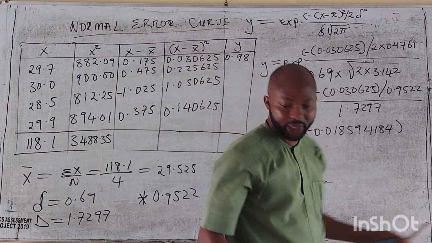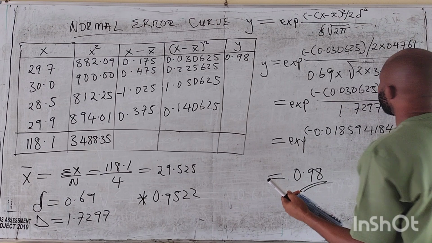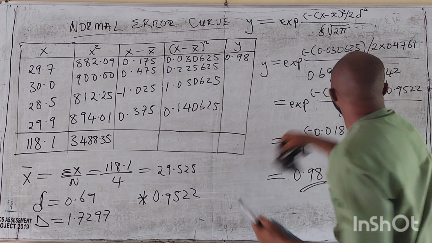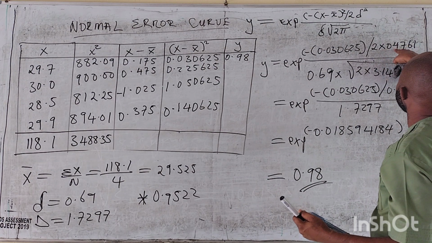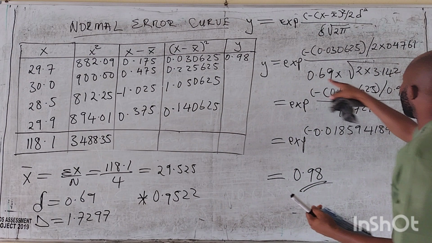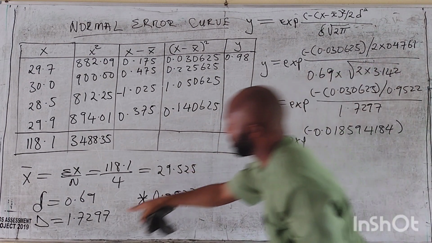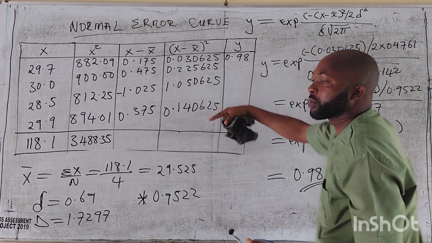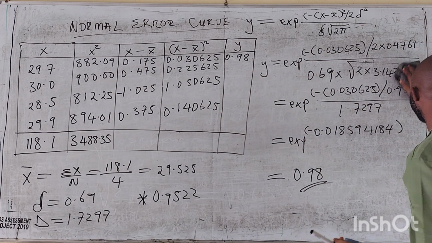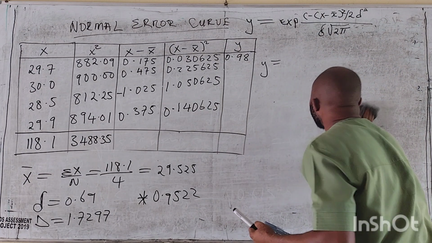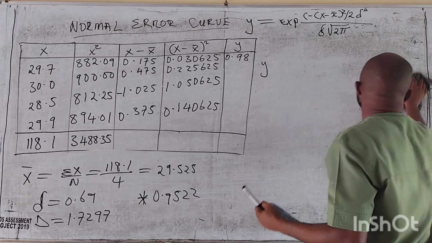So I have to start all over again. I have to clean all of this to deal with the second one. But I know 2 times d squared has the value 0.9522, and the downside is 1.7297. This will be coming in subsequently, so it's going to be faster from now on. I'm done with y, or y1, as the case may be.